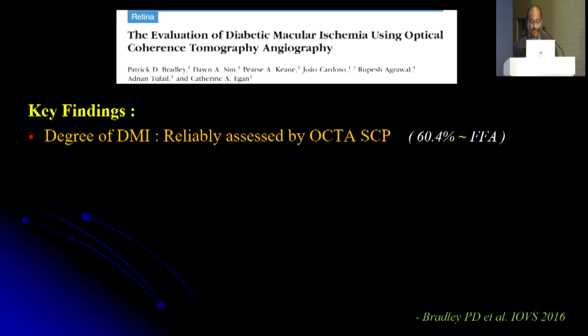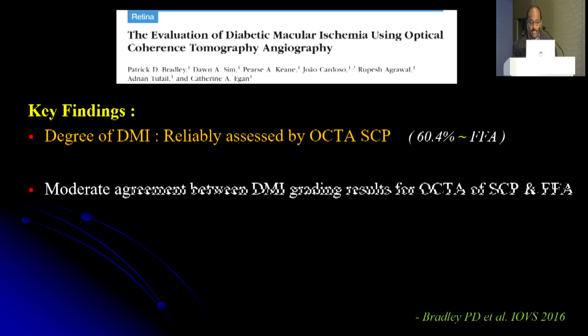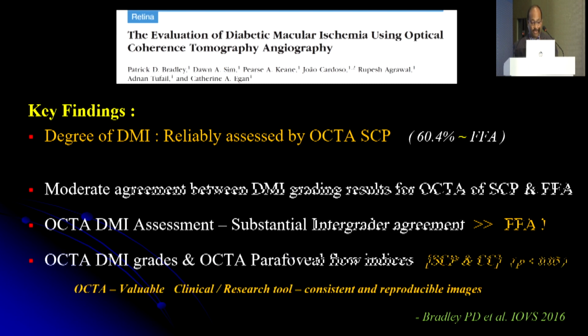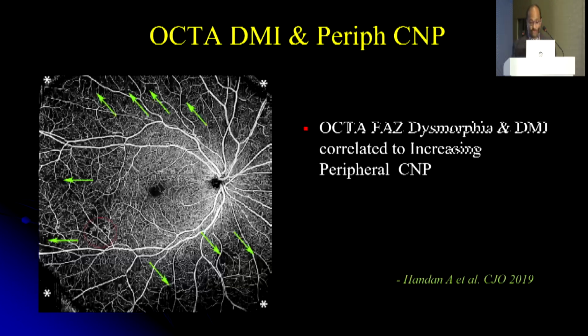So the key findings were that the degree of diabetic macular ischemia can be reliably assessed by OCTA of the SCP, and more objectively than FFA. And there was moderate agreement between DMI grading results for OCTA of the SCP and FFA. And for OCTA DMI assessment, there was much better, substantial intergrader agreement than with FFA. So the different readers had greater agreement between them for OCTA. And OCTA DMI grades correlated very well with the OCTA parafoveal indices also.